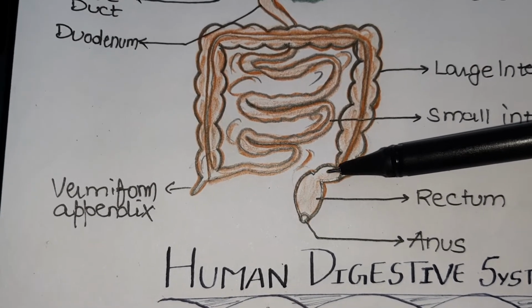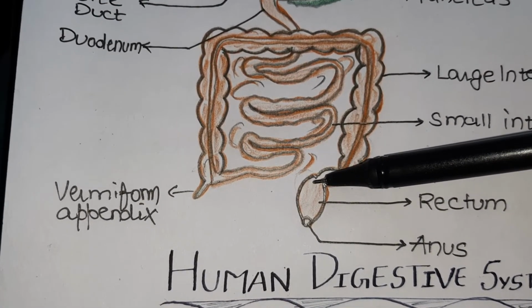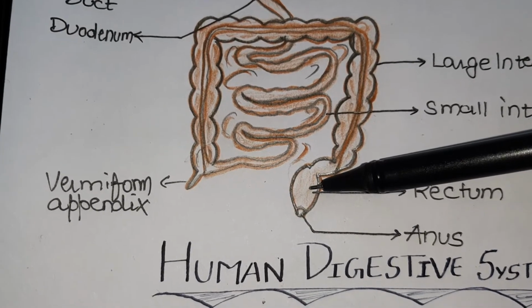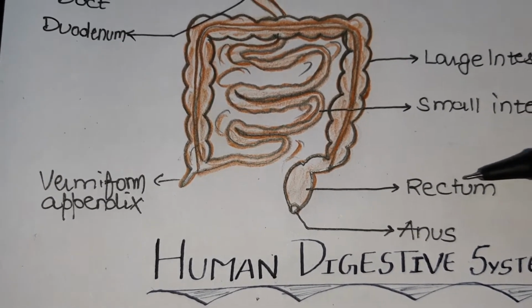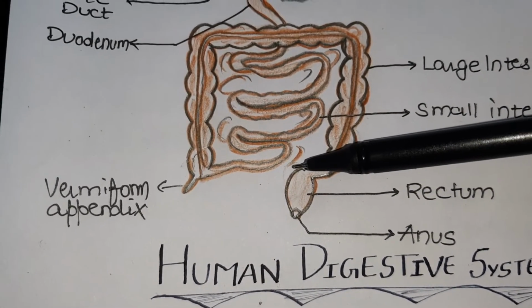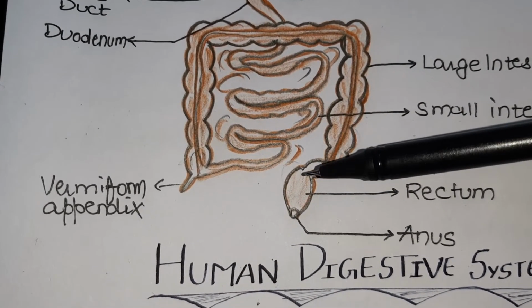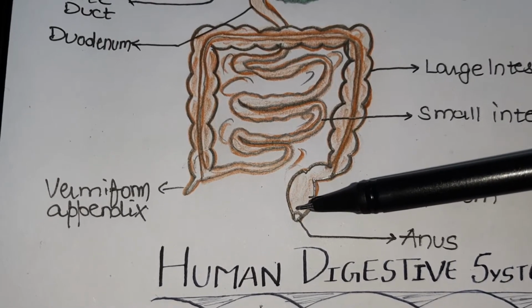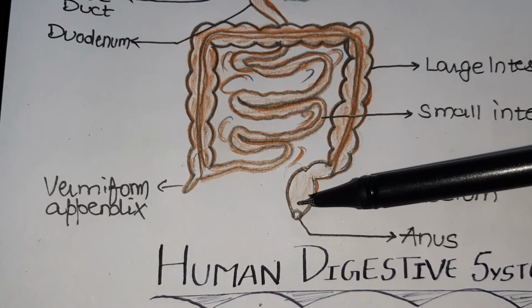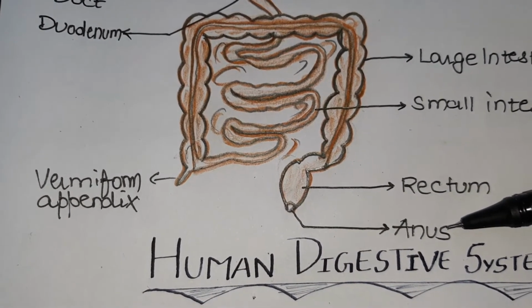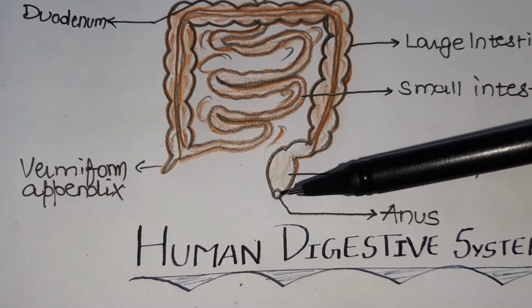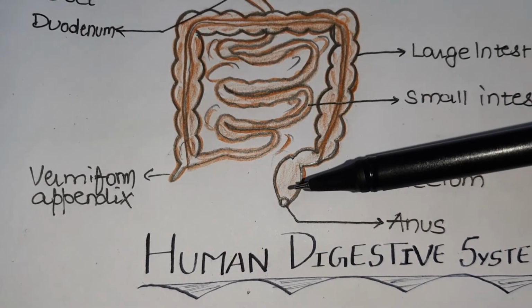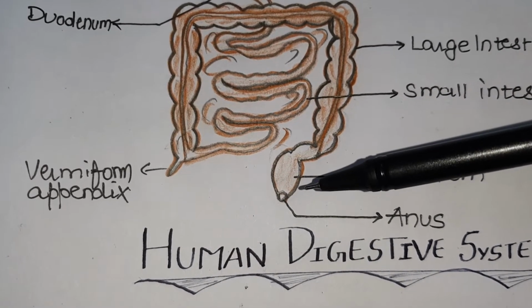And finally, the fecal matter, that is the undigested food, reaches a pouch-like structure which we call rectum. In rectum, food is stored temporarily and then it is released through its opening which we call anus. The process of passing out the fecal matter through anus is known as defecation.